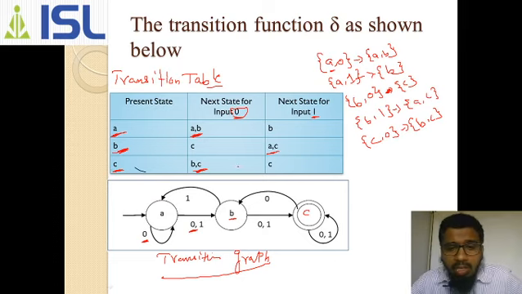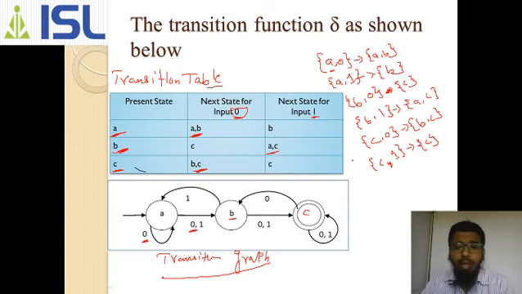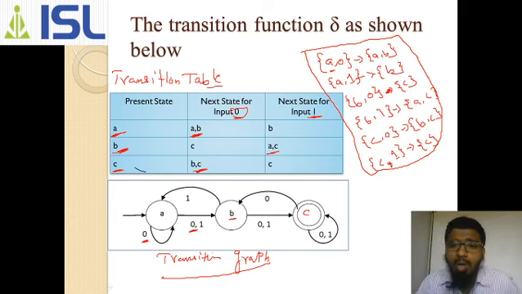Okay, now the last one is C comma 1. What are we getting? We are getting C. C is C when the input is 1. So you can write in this format also: A comma 0, A comma 1, B comma 0, B comma 1, C comma 0, C comma 1.